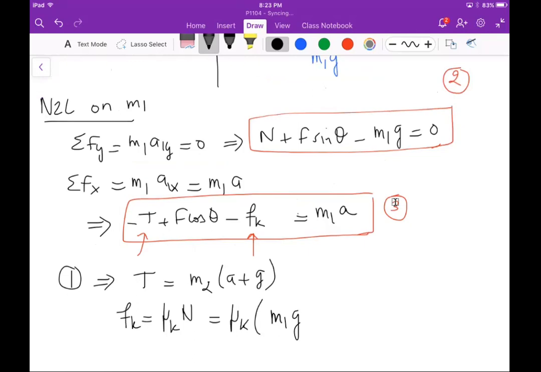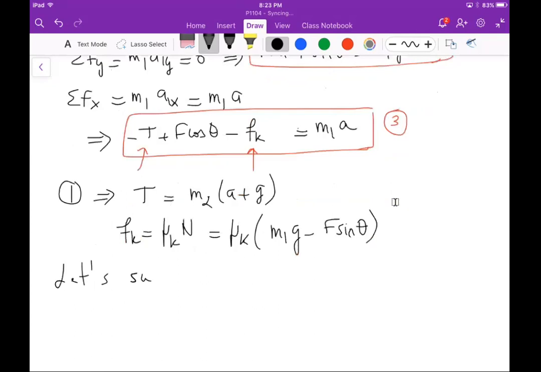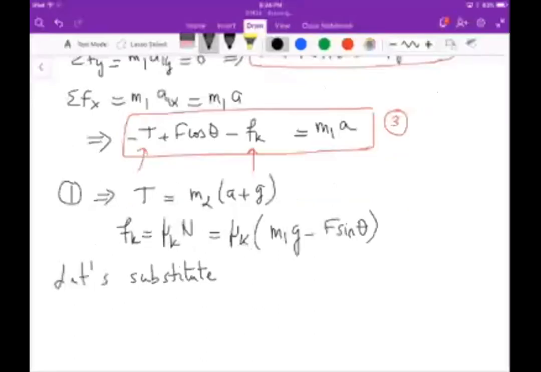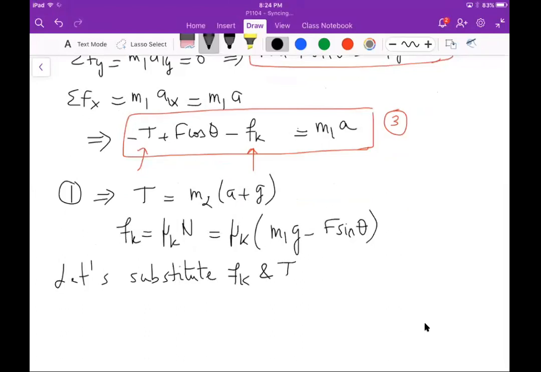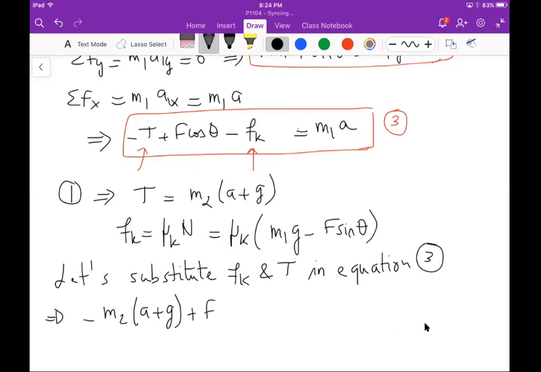So we have now T and Fk. Let's put them together inside equation three. So let's substitute Fk and the tension in equation three. We end up with minus M2 times A plus G, plus F cosine theta, minus mu K times M1 G minus F sine theta, is equal to M1 A.